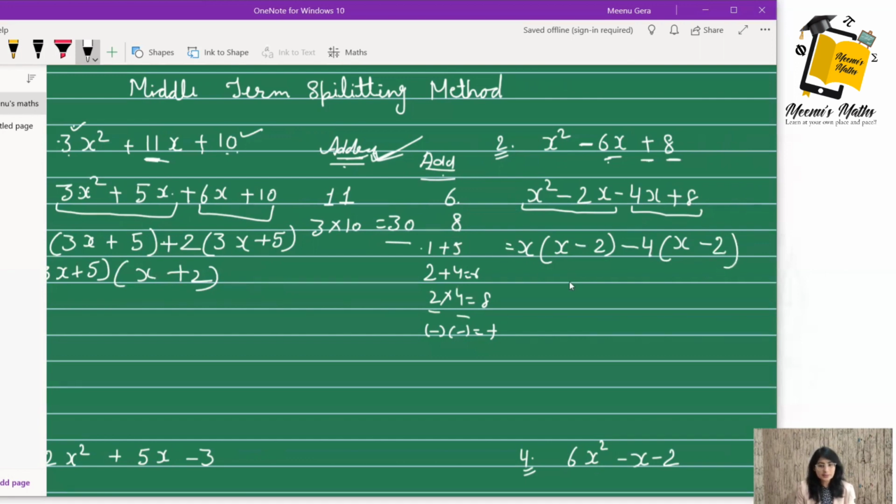Now at this step, look at this carefully: we are getting the same term in brackets. This is the sign that we are doing it the right way. So just take common what is in the bracket. I have this term and this term. In both terms, I am taking x minus 2 as common, and in the bracket, x is remaining here and this minus 4. And the factorization is done.